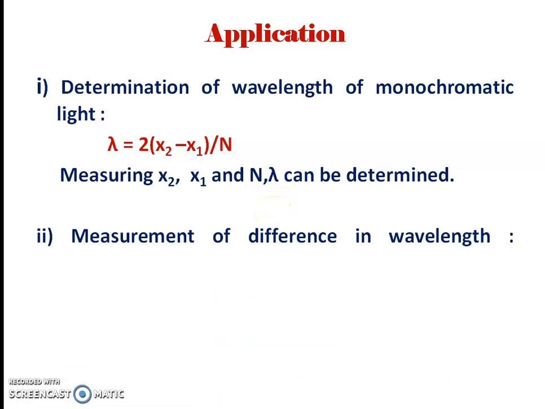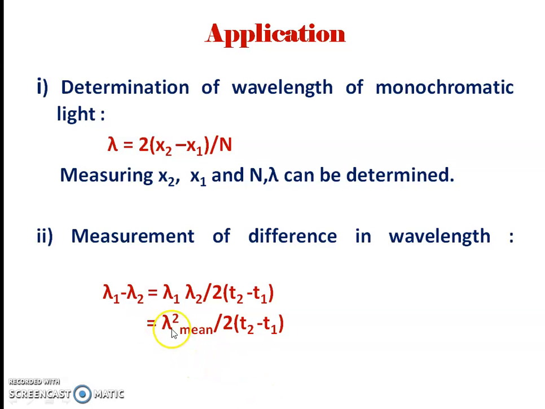Now the second application is that we can also measure the difference in wavelengths. Let us say we have used two wavelengths, lambda 1 and lambda 2. So the difference can be written as lambda 1 into lambda 2 divided by 2 times (T2 minus T1). Here this can again be written as lambda squared mean upon 2 times (T2 minus T1), because the wavelengths of both lights are nearly the same.